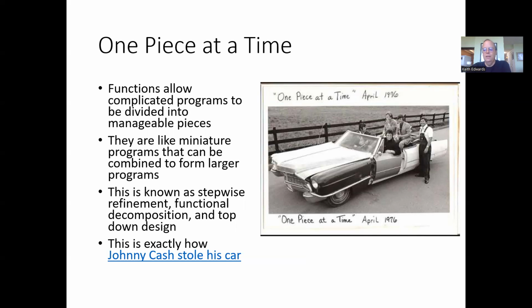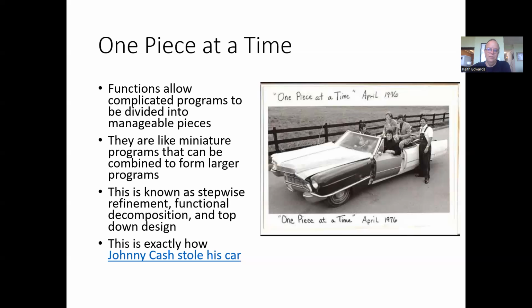And I like to use the metaphor that this is exactly how Johnny Cash stole the car. He had a song called One Piece at a Time, in which he was working in an automobile factory and he wanted one of the Cadillacs they were producing, but he didn't have the money to get the Cadillac. So what he did is every day he went in and snuck out a piece of the Cadillac from the factory and built the Cadillac.